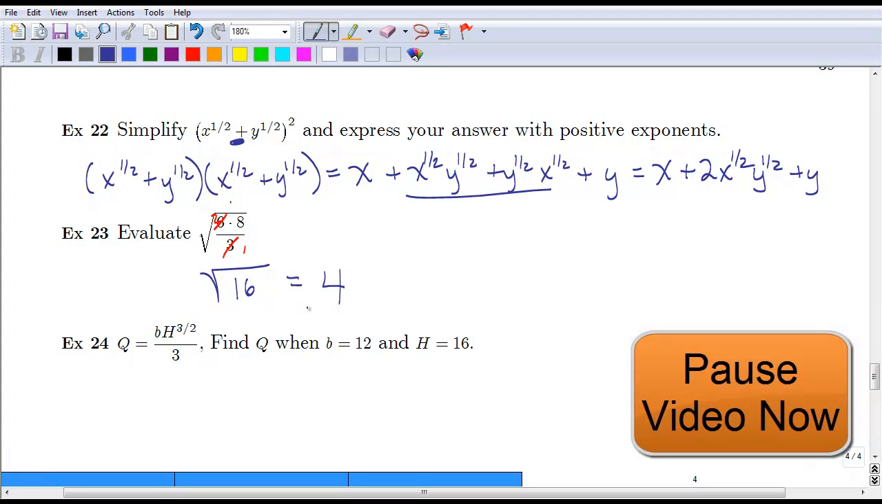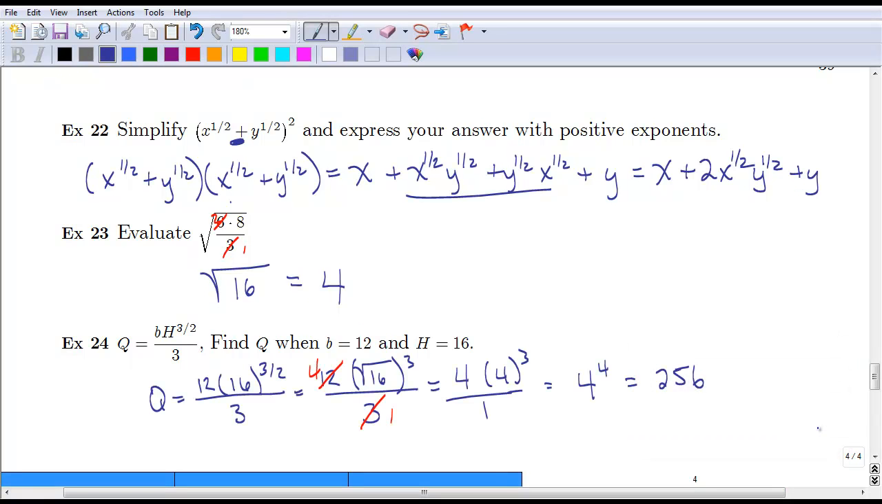I want you to pause the video for this last example, and all we're doing here is plugging in the values and evaluating the function using our laws of exponents. So for this last one, you should have been able to simplify to get 256, or you could just leave it as 4 to the 4th. Either one of those is acceptable. Again, all we did here was plug in the values 16 and 12. If we simplify here, 12 divided by 3 is 4.